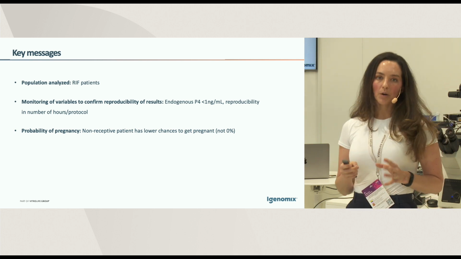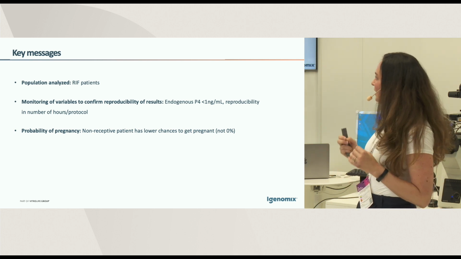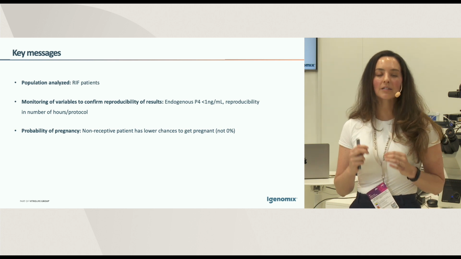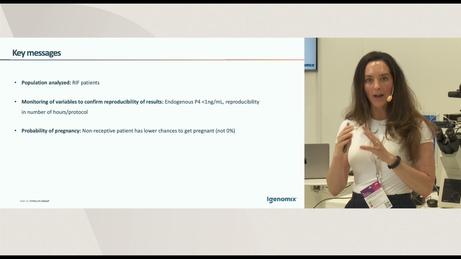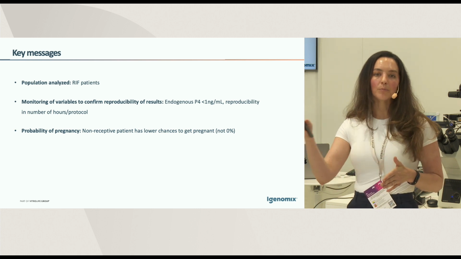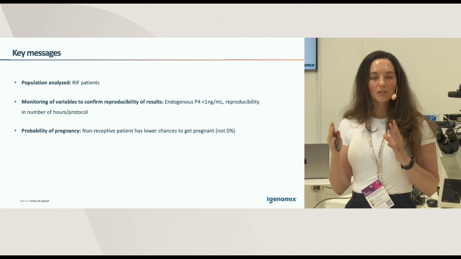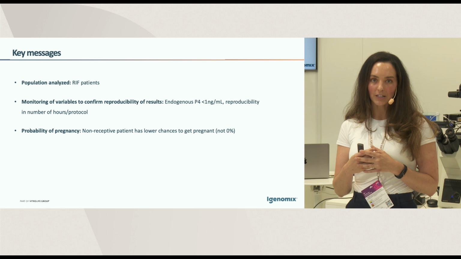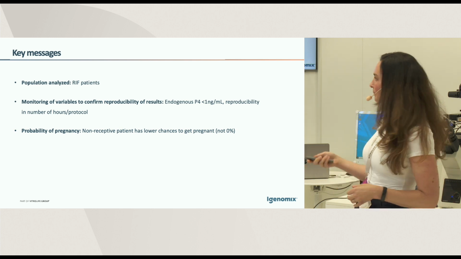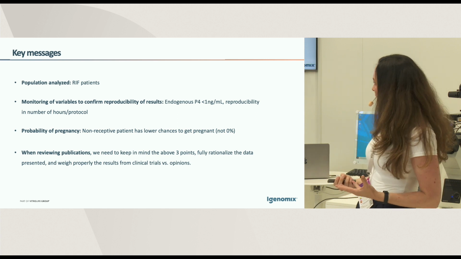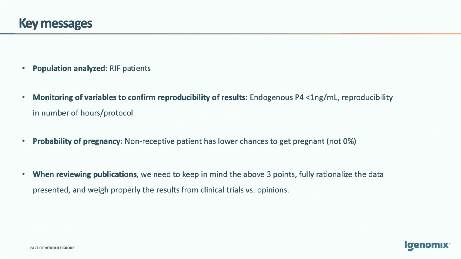And then keep in mind the probability of pregnancy. A non-receptive patient has a lower chance of pregnancy. This does not mean a 0%. So as that example I showed, in that case, the patient finally conceived on embryo transfer number 4. So even if you're transferring to a non-receptive endometrium, you could potentially get pregnant, but what have you lost in the meantime?